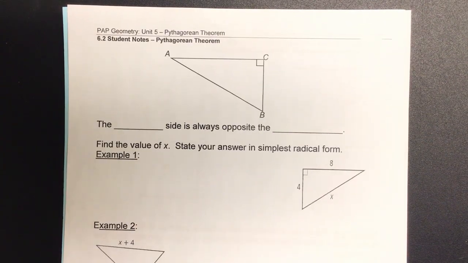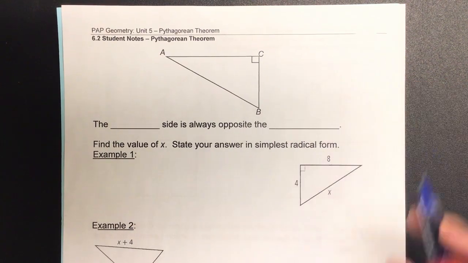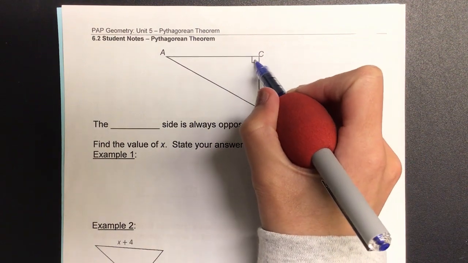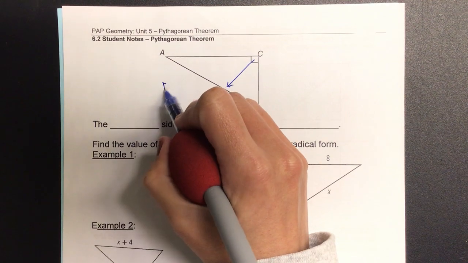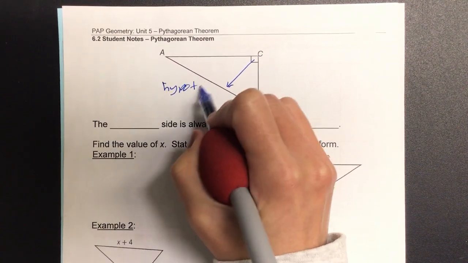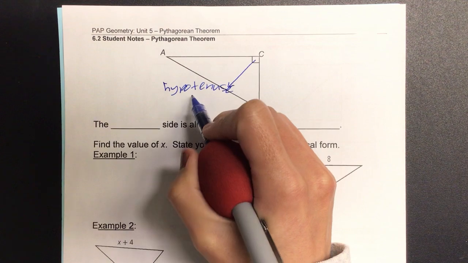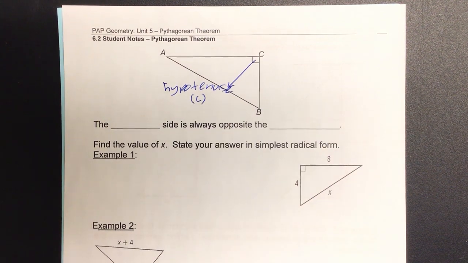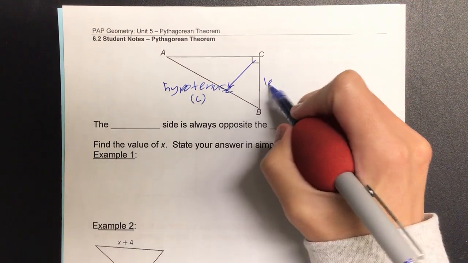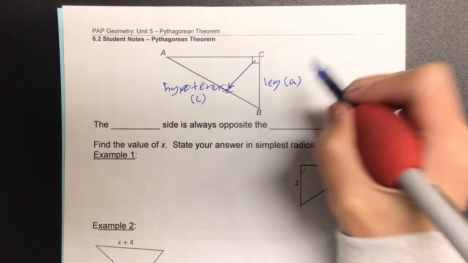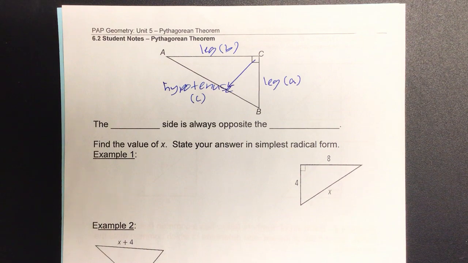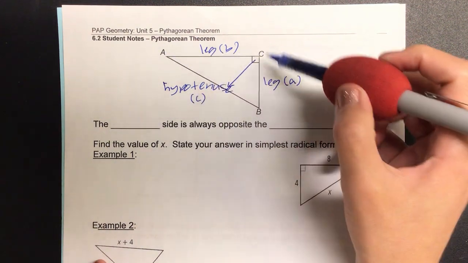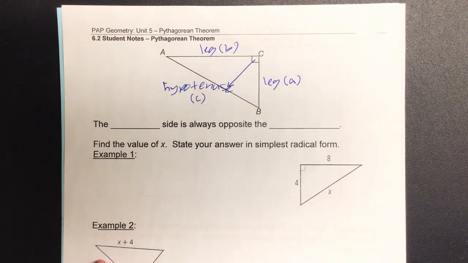All right, we're looking at Pythagorean theorem, and let's label some parts. The side that is opposite of 90 degrees, what is that called? Hypotenuse. And that is denoted by C. And then we have the two legs, leg A and leg B. So the angles are capitalized, the sides are lowercase.